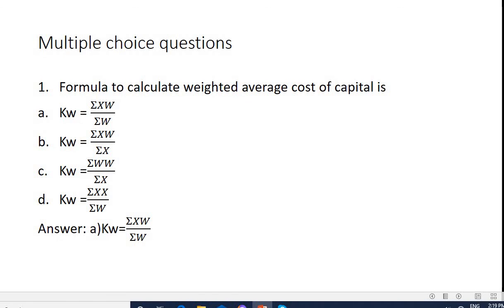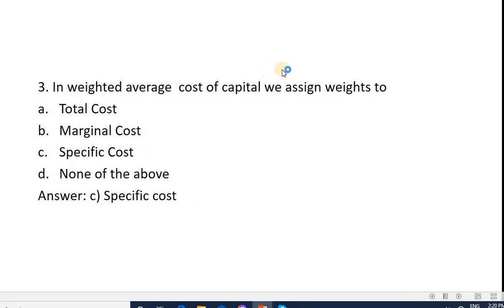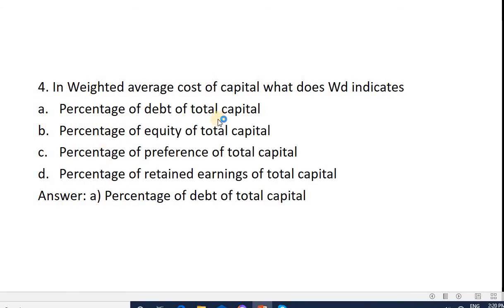Then questions based on this. The formula to calculate weighted average cost of capital is KW equal to summation XW upon summation W. Weighted average cost of capital is also known as composite cost. In weighted average cost of capital, we assign weights to specific costs. We are assigning weights to each specific cost. In weighted average cost of capital, what does WD indicate? WD means the weight of debt. It is the percentage of debt to total capital.